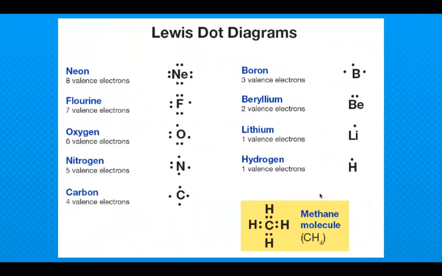Some examples here. Neon is in group 18, so it has 8 valence electrons. Fluorine, group 17, so it has 7 valence electrons, and this is how you would draw them. Oxygen has 6, nitrogen has 5, carbon has 4, boron 3, beryllium 2. That is not how that should be drawn though, but beryllium 2, lithium 1, and hydrogen 1. So just as a reminder about Lewis dot diagrams.